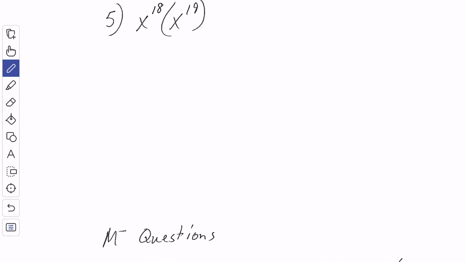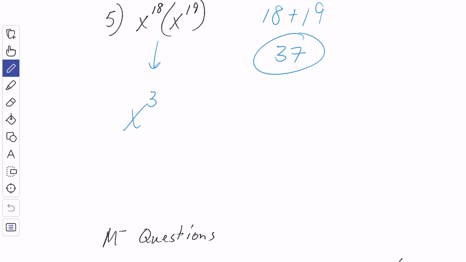All right. And then this one here, we are multiplying. So when we multiply with like bases, we know that we add. So we're going to add those powers. 18 plus 19 is then equal to 37. So that means this is going to be x to the 37th power.